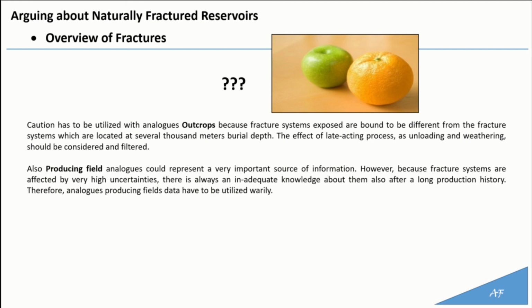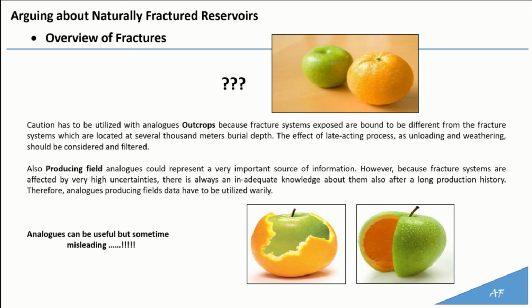Also, production field analogs could represent a very important source of information. However, the definition of an analog is always tricky because fracture systems are affected by very high uncertainties, and there is always an inadequate knowledge about them, also after a long production history. Therefore, analog production field data have to be used in an orderly way. Analogs can be useful, but sometimes misleading.